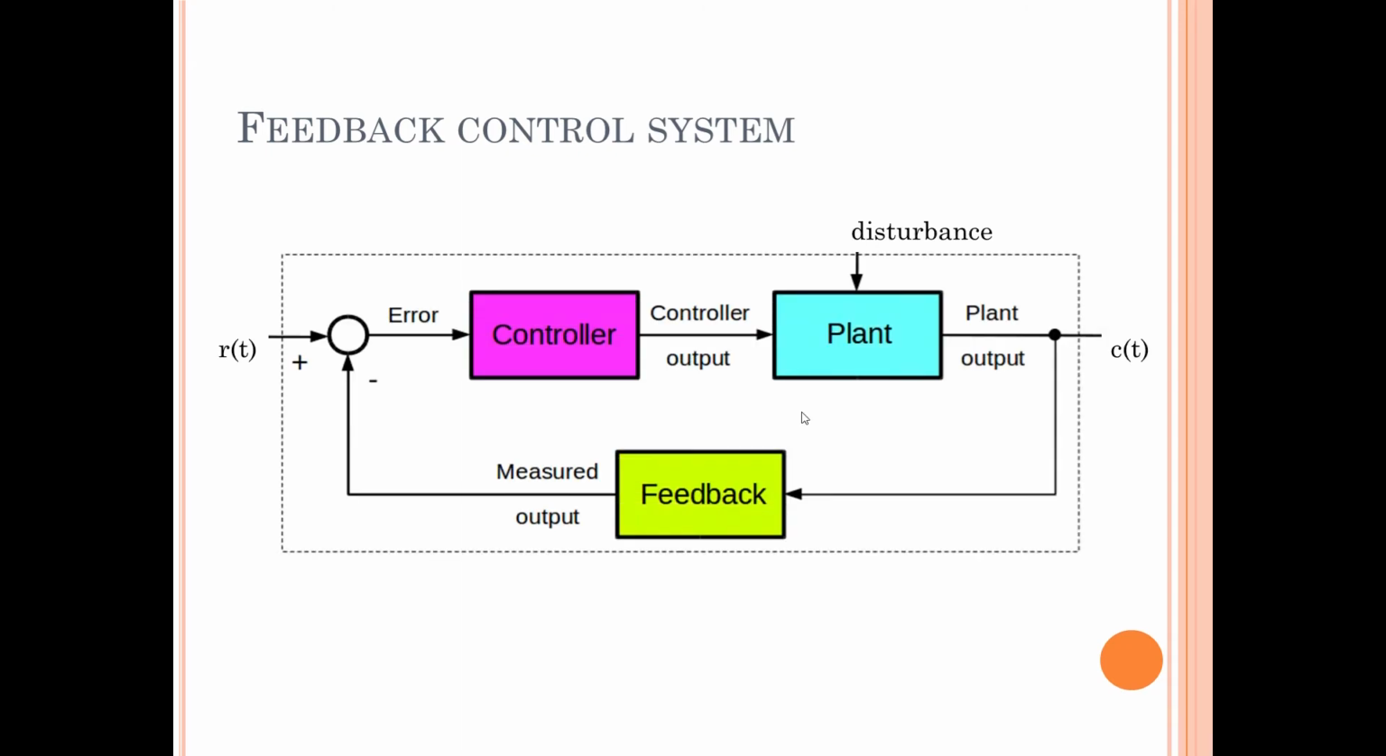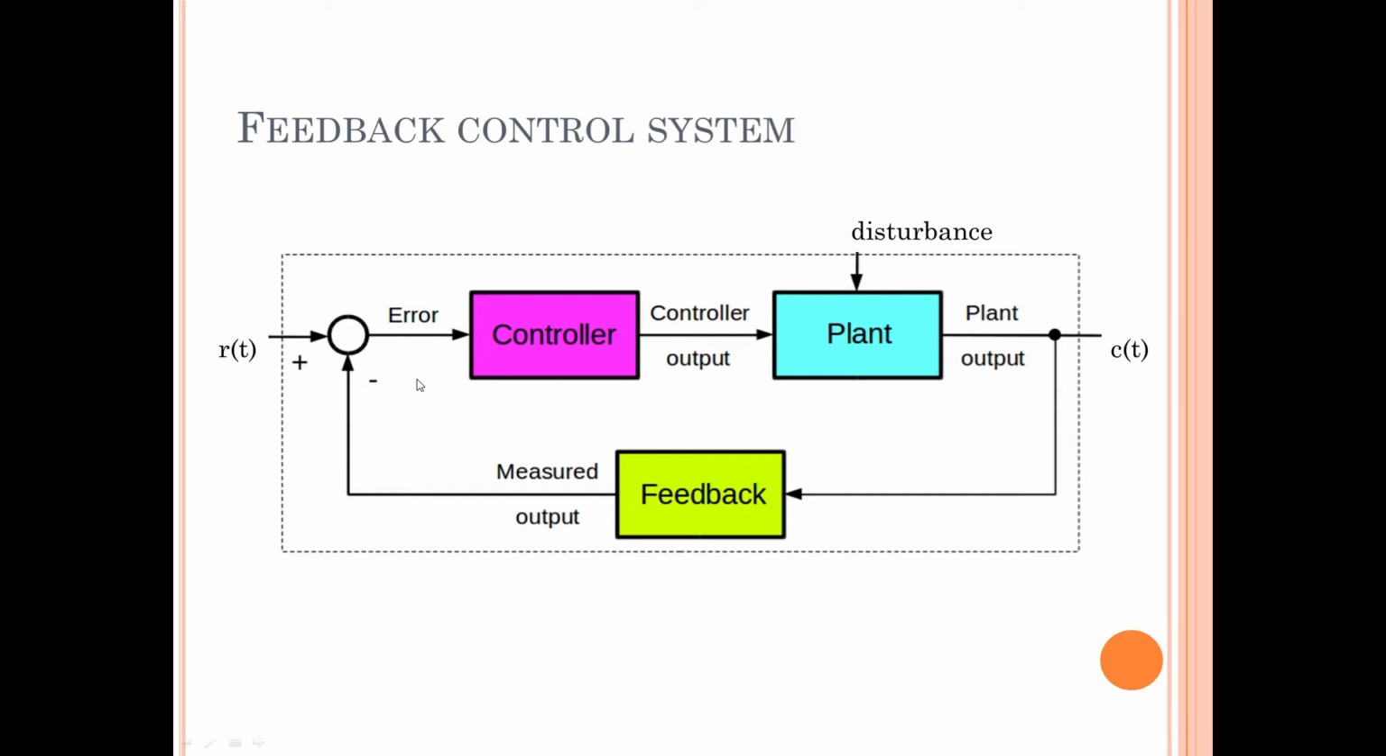Now, in that system, there was no feedback. As there was no feedback, that type of system is known as the open loop system. And then there is a closed loop system when we use the feedback in the control system.